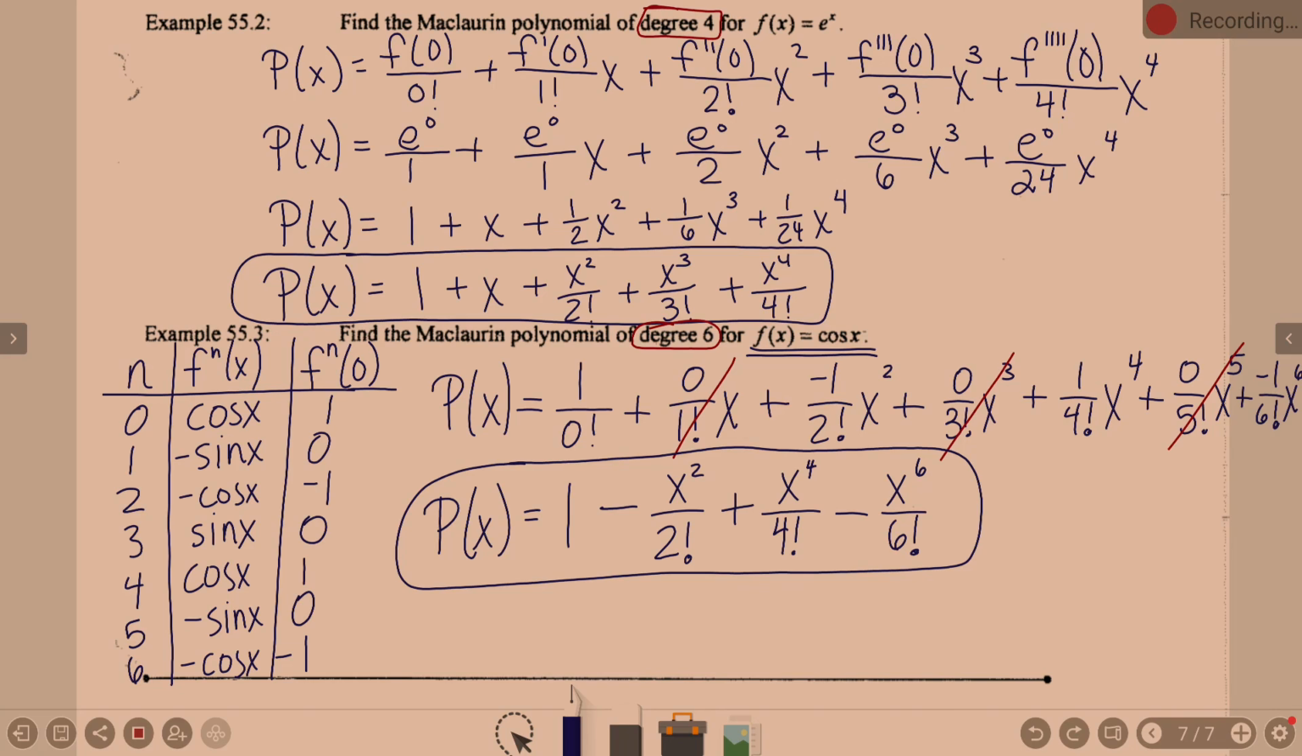So that is your Maclaurin polynomial. We're taking e to the x, sine x, and cosine x, and we are turning them into polynomials. Okay? You have some work time. I would use it.